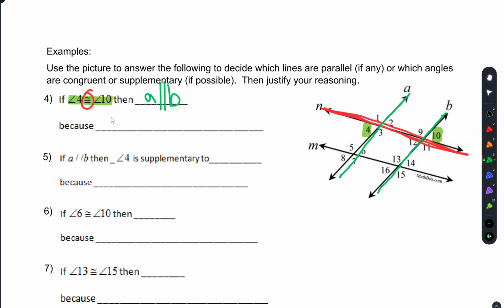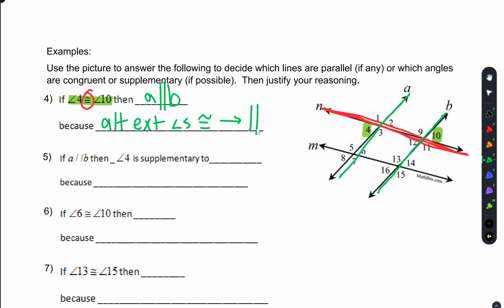Because, make sure we're writing this in the correct order, alternate exterior angles congruent imply parallel lines. Our reasoning, our justification should mirror this original statement. It says, if angles, then parallel lines. It should mirror that. We shouldn't have anything flipped.